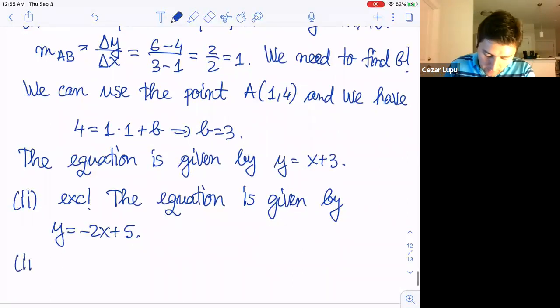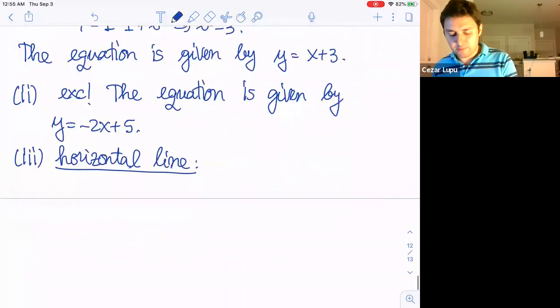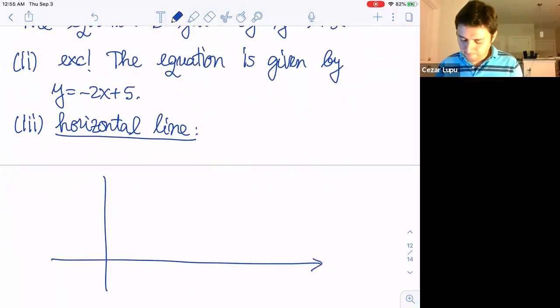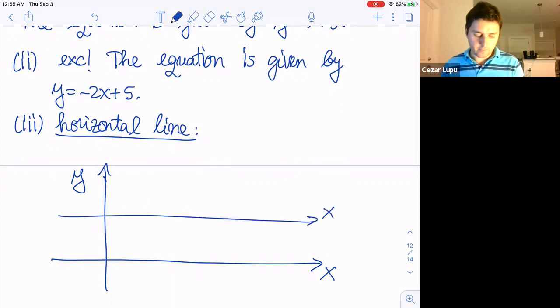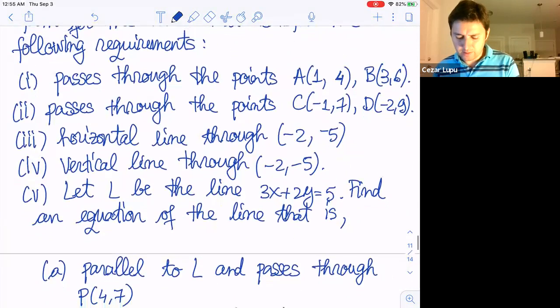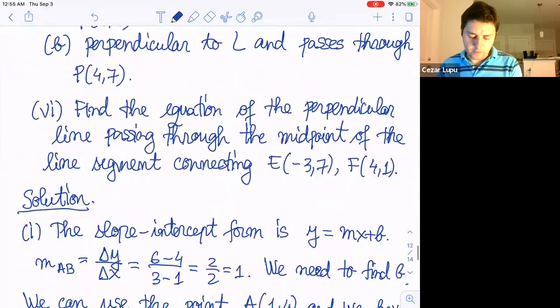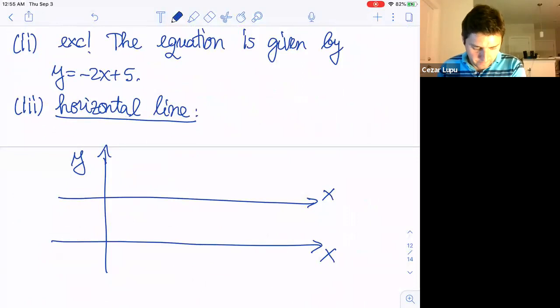Now, the third one, we're asked about the horizontal line. Horizontal line, let me draw the picture. So we have this, right? This is A, and here I'll have B. Horizontal through negative 2 and negative 5. So B has y equals negative 5, okay.